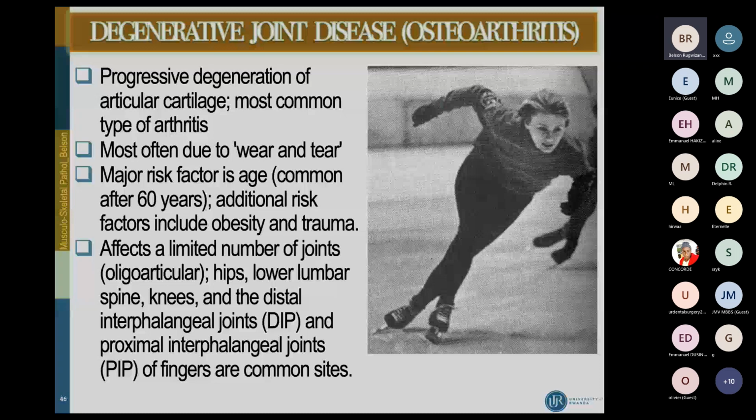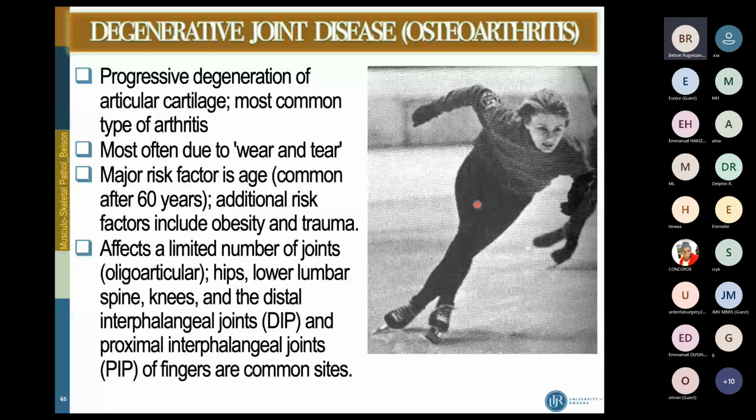So the first disease is osteoarthritis. You can understand there is inflammation of the joint, arthritis, and the bone, osteoarthritis. So this is actually a degenerative disease, meaning that the bone and the joint are being destroyed slowly. Progressive degeneration of articular cartilage, most common type of arthritis. Most often it is due to wear and tear.